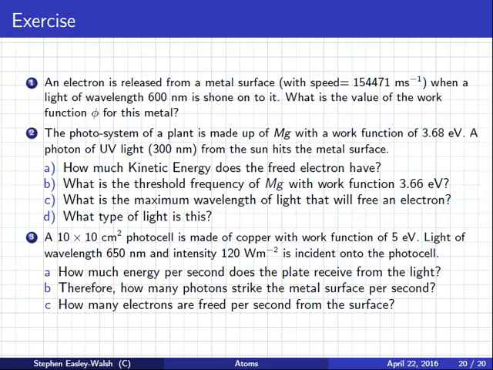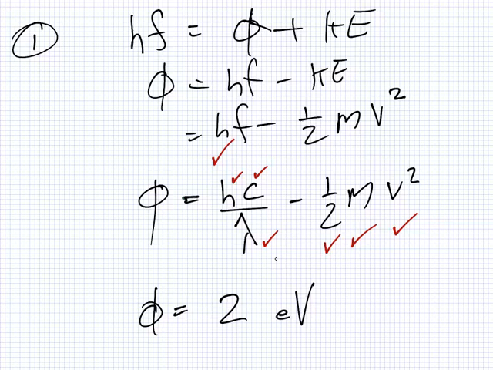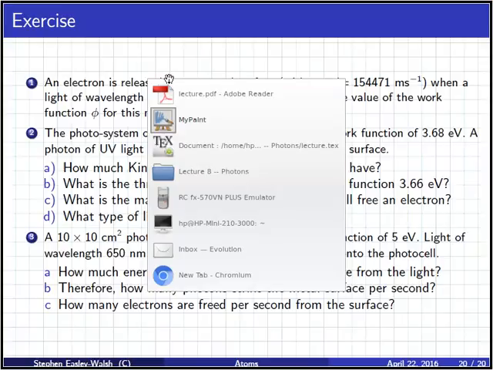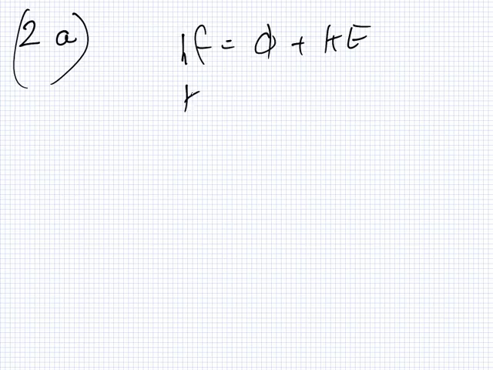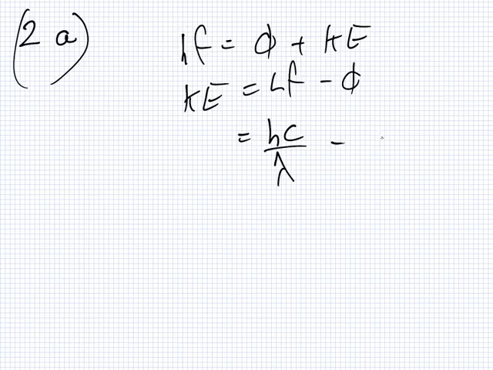You got an answer? Good, let's do that one. So, as you saw, we were looking for the kinetic energy. So we have the formula hf equals work function plus kinetic energy. So kinetic energy is hf minus work function, which is hc over lambda minus work function.